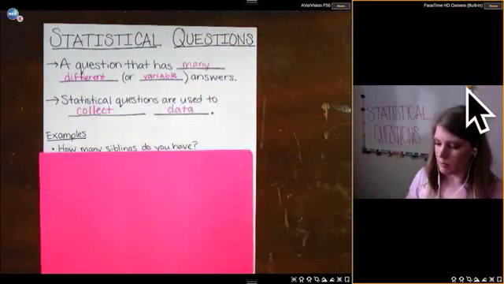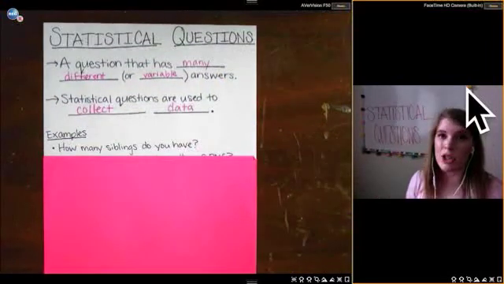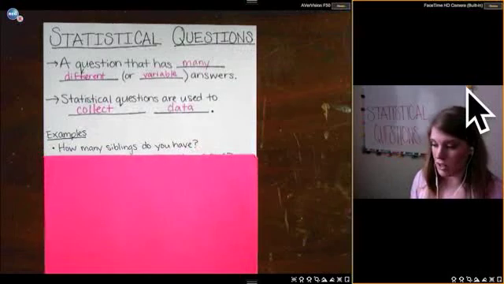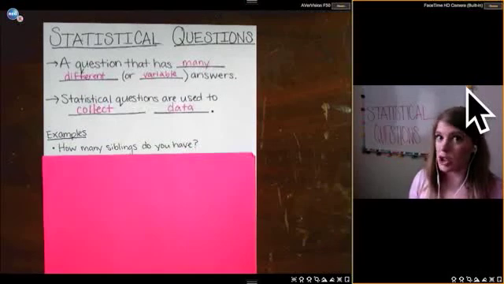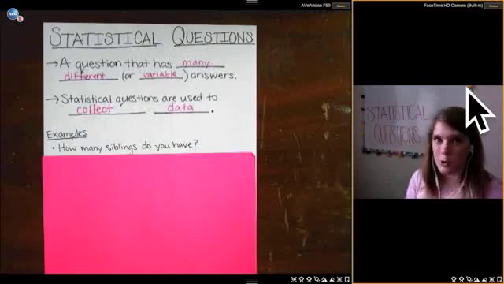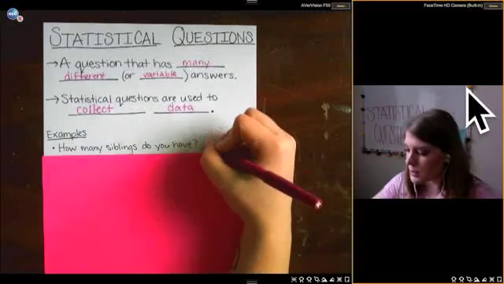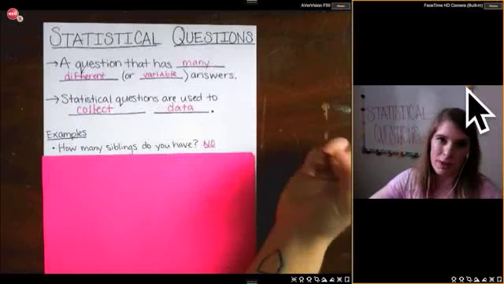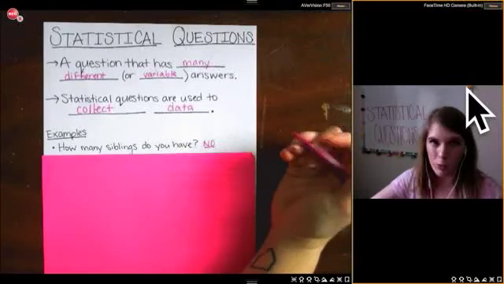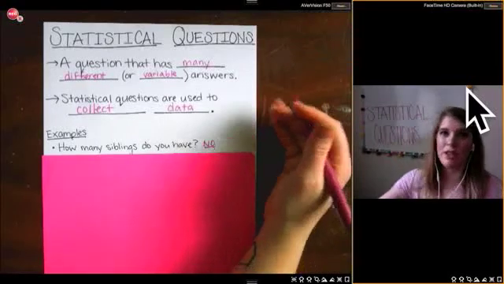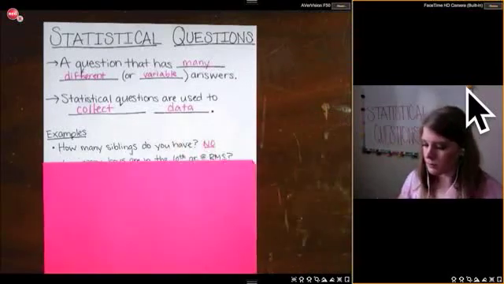So some examples. How many siblings do you have? If I asked you that question, how many answers could you give me? Just one. Yeah, we're going to do this Dora the Explorer style. So this would not be a statistical question because you can only give me one answer to that question. You have a certain number of siblings.